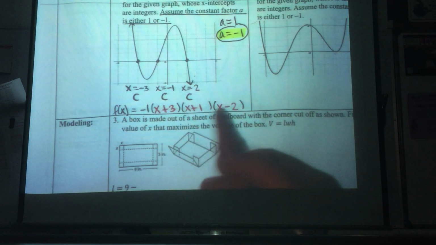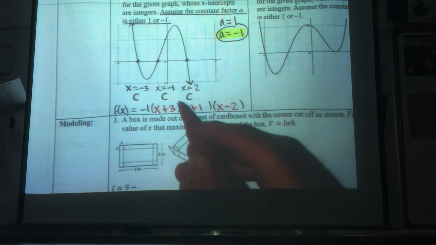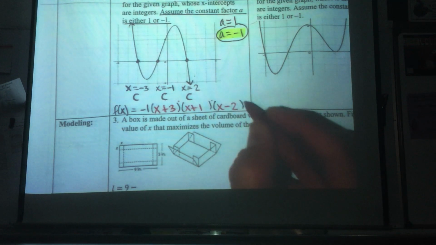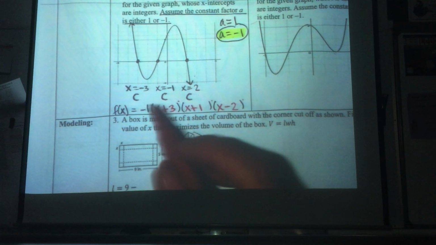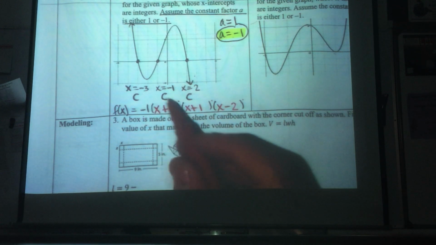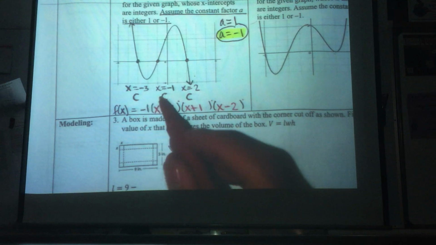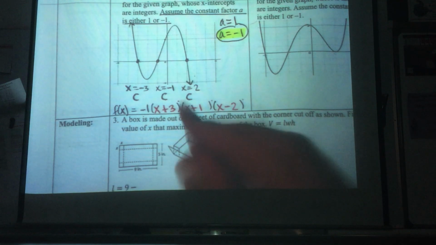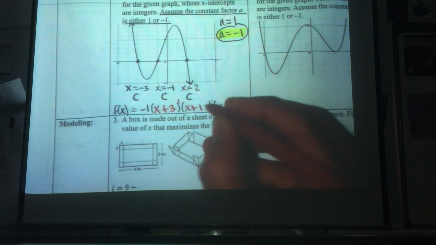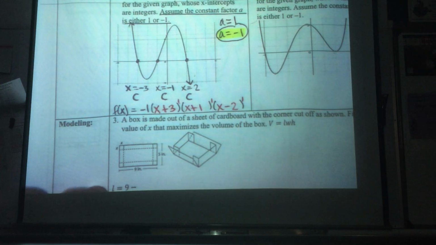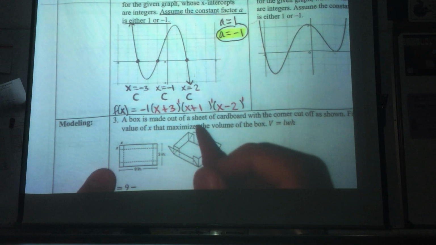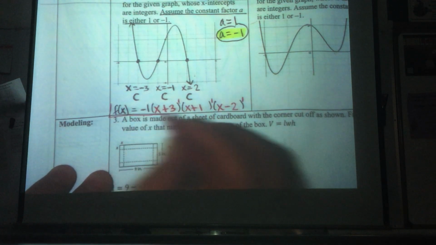And once I'm done with that, I have to put the exponents up here on top. And the exponents that I have to choose from are either 1 or 2. I can only use 1s or 2s. So 1 if the graph crosses, 2 if the graph is tangent. Each one of these is crossing, right? So these are all 1s. 1, 1, 1. Which I didn't really need to write, right? It could just be x plus 3 times x plus 1 times x minus 2. There's your final answer.